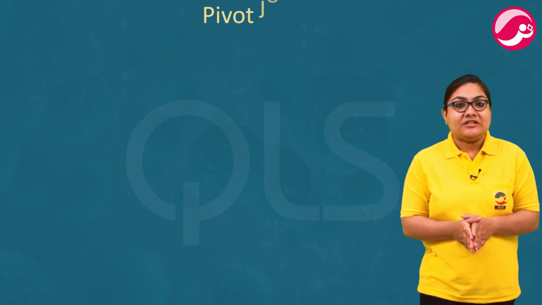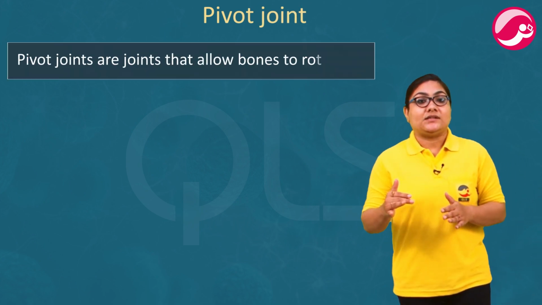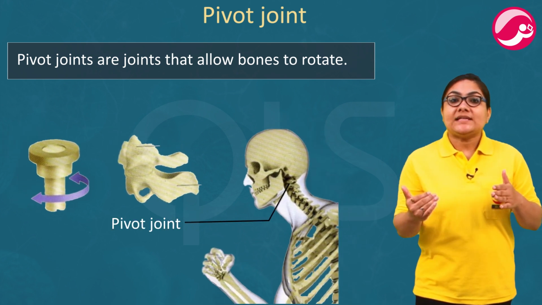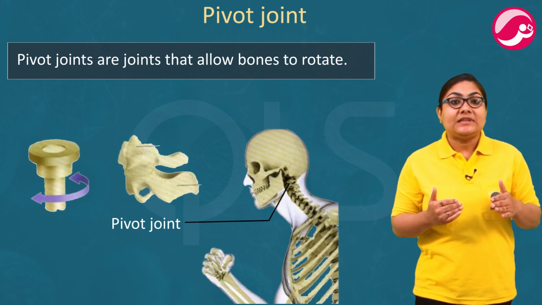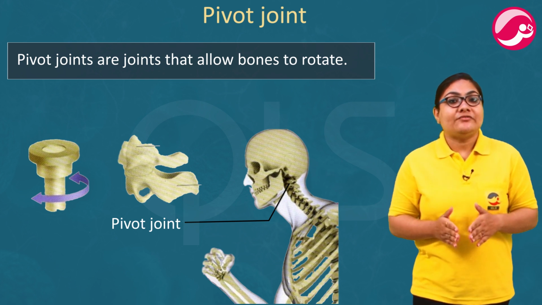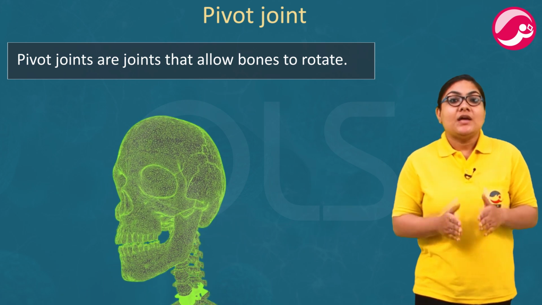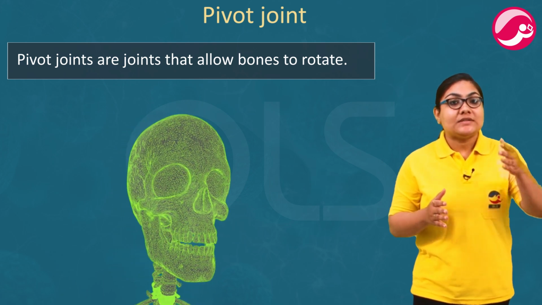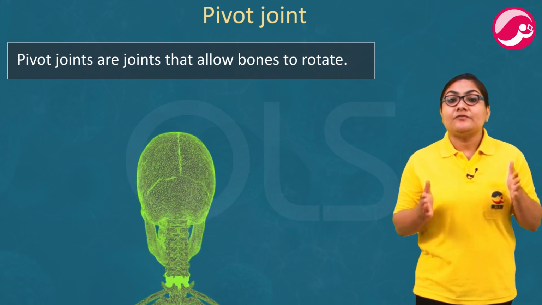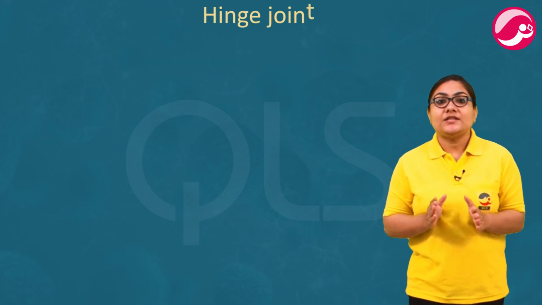Second is the pivot joint. Pivot joints are the joints that allow bones to rotate. In a pivot joint, a cylinder-shaped bone rotates inside another bone or a ligament that forms a ring around it. To see how a pivot joint functions, just turn your head from side to side on your neck. There's a pivot joint between your skull and the top of the vertebrae that allows the head to turn from side to side.